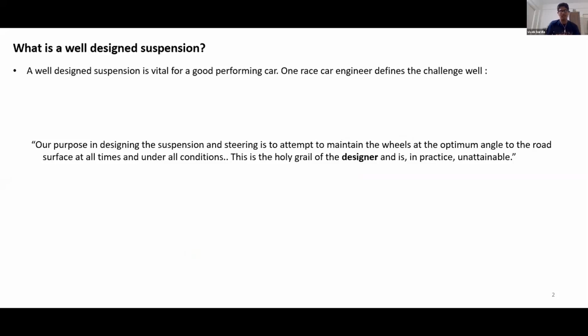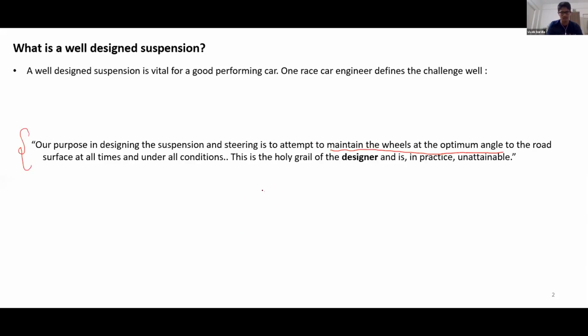What is a well-designed suspension? A well-designed suspension is vital for a good performing car. So these two lines define what we are expecting out of a suspension. Our purpose in designing the suspension and steering is to maintain the wheels at optimum angle to the road surface at all times and under all conditions.